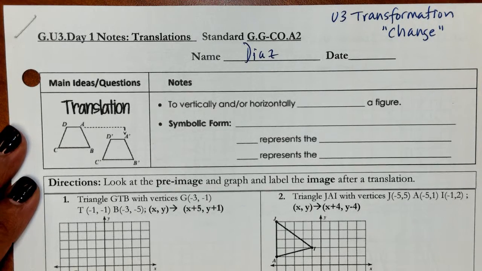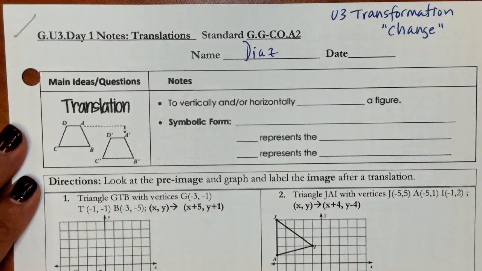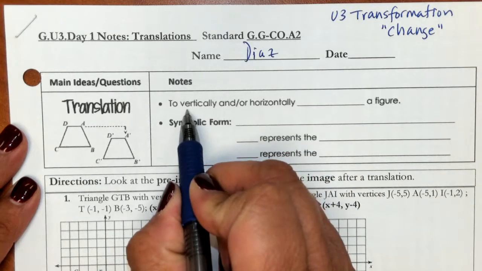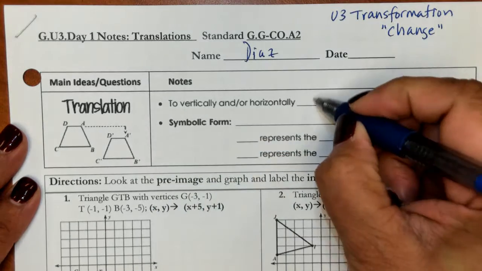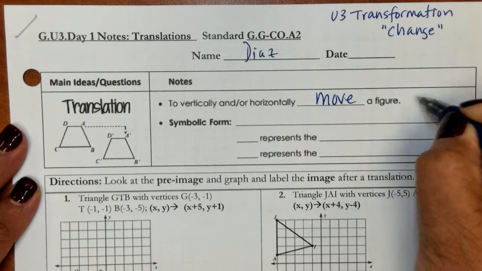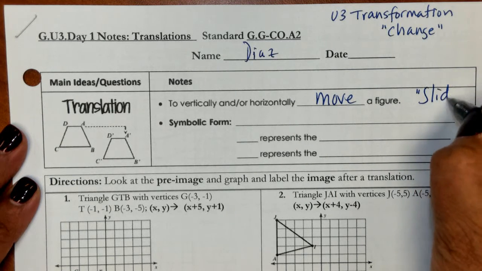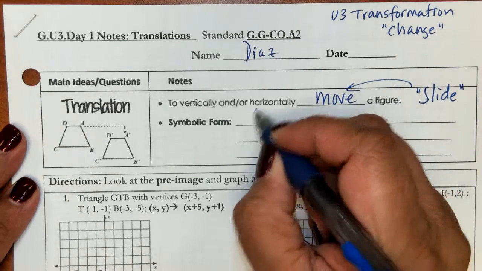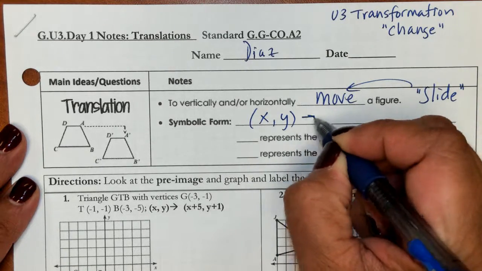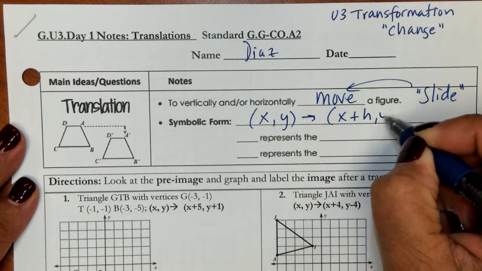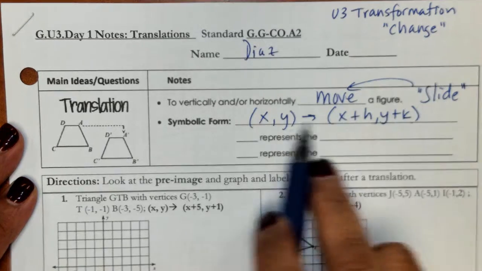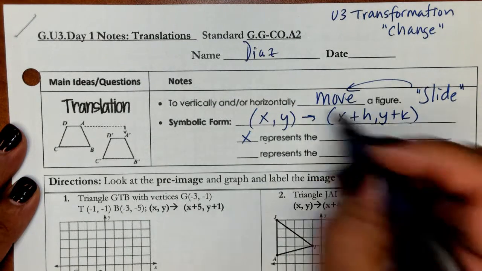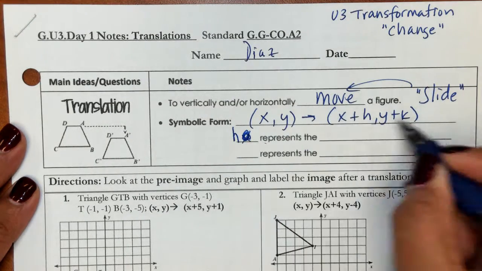Let's begin with this first note, or day 1, called translation. Another word for translation is when you vertically and/or horizontally move a figure. Another word that we use a lot is slide a figure, so you can also use that. The symbolic form is as follows: (x + h, y + k). We know what x represents, so let's talk about the h.